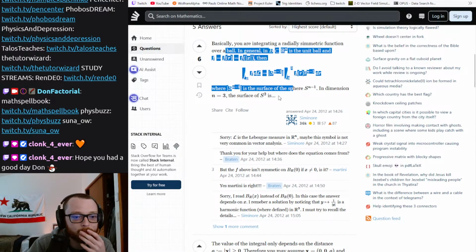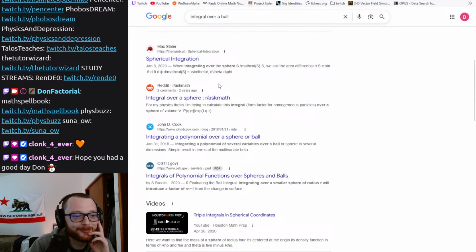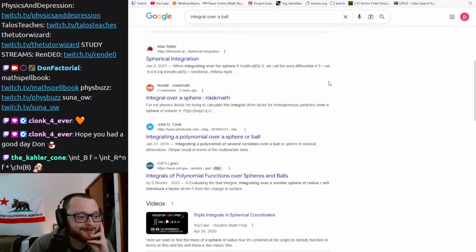Yeah, this is my issue. I don't know what this is. I need to know what a Lebesgue integral is, I think that's my issue. Integral over B of f is equal to the integral over R^n of f times, oh no, sorry, times chi of B. Yeah, those are letters and symbols, all right.